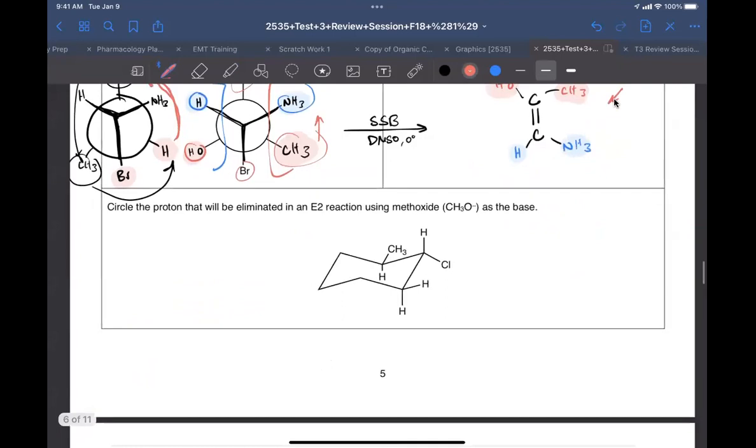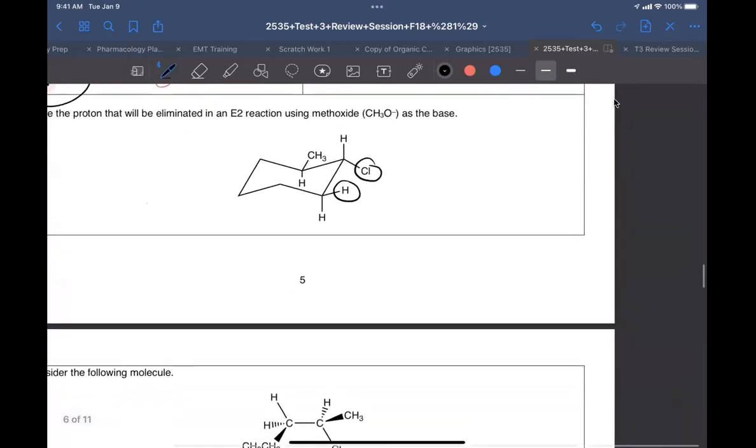Alrighty. For E2, the next thing is, we know it has to be anti-periplanar, but if we were to use a chair conformation, well, for cyclohexanes, they have to be anti-periplanar. So they have to be axial. So right here, as it is, our small strong base cannot swoop in and take that hydrogen. It's equatorial. It has to chair flip.